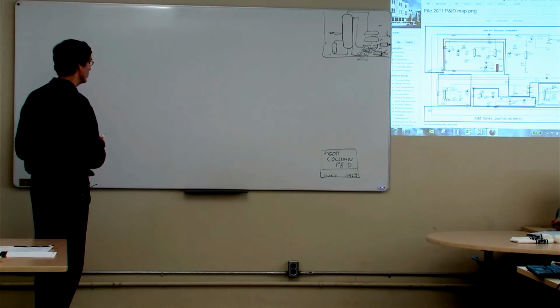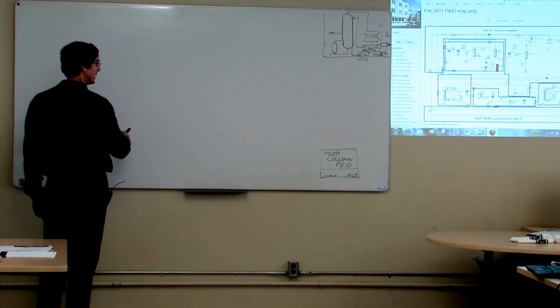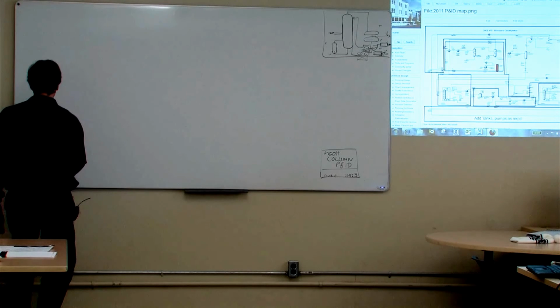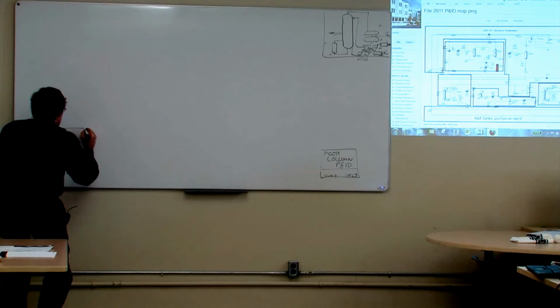Okay, let me just think about this one. I might end up having to put the reboiler over here just because I'm going to have a lot of flows going off to the right. Nah, let's do it over here. Okay, here we go. So I want to draw the head of the kettle reboiler.